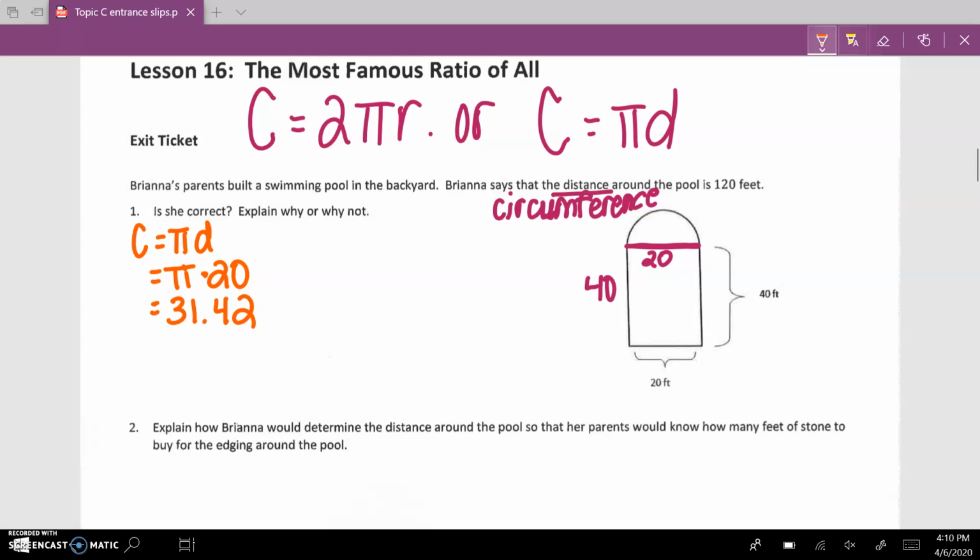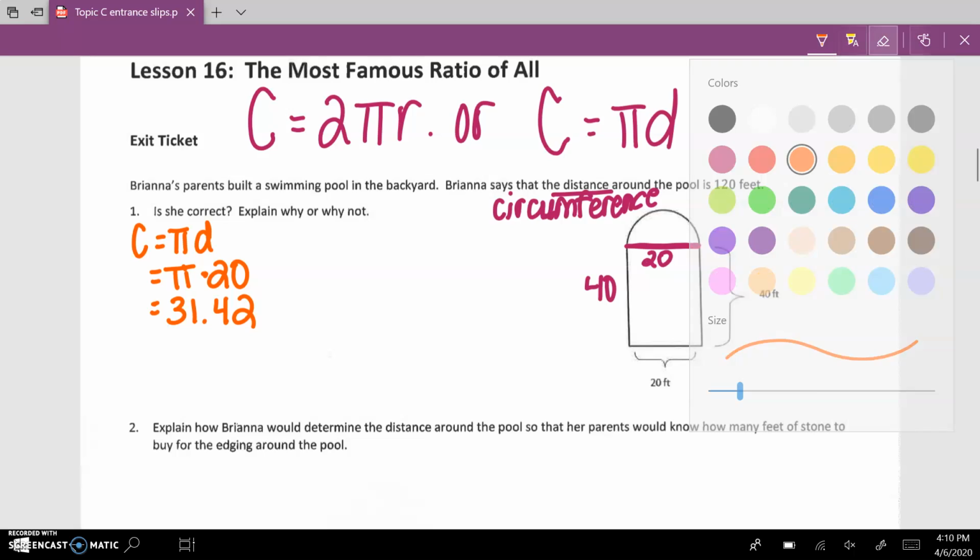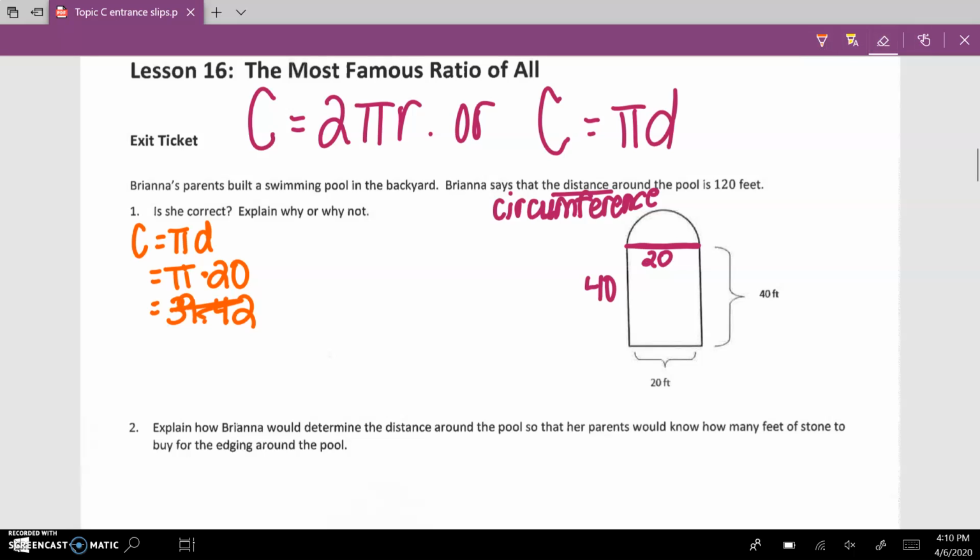Actually, I skipped a step, and you don't get that, so I'm going to erase that. Oh no, it's not going to let me erase today. There we go. I knew that didn't look right. You would get 62.83. Now that would be for an entire circle. We have a semicircle, so we have to divide this in half. When you divide by 2 and round, that's when you would get 31.42. That counts for this orange part of the semicircle.